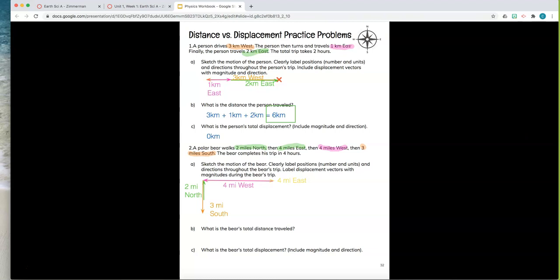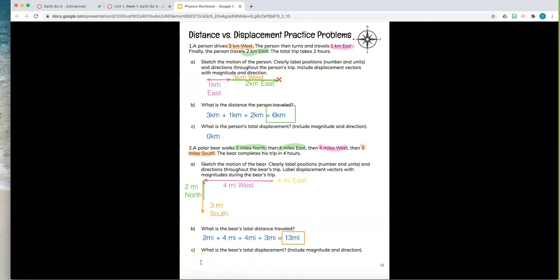And then moving on to the questions. The first one asks us the total distance traveled. So again, we're going to add up all of the distances. So 2 miles plus 4 miles plus 4 miles plus 3 miles equals 13 miles total. And remember, when it's asking distance, it simply matters from all of the distance traveled, not direction, just the total amount that you've moved, or the polar bear in this case has moved.